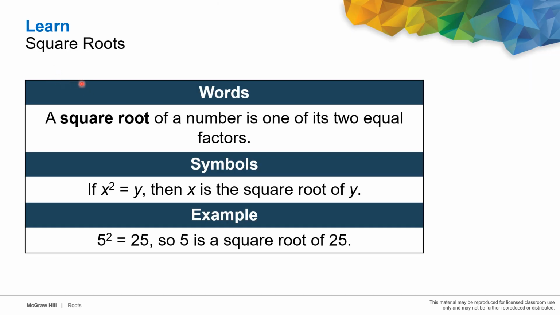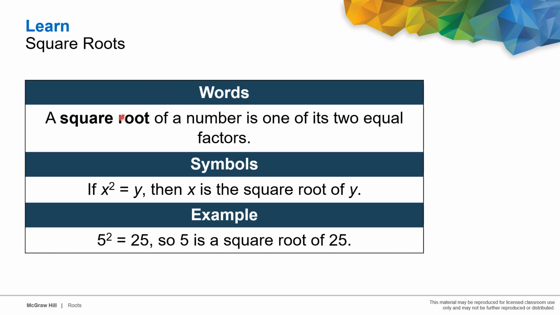All right, so let's talk about what a square root is. As you can read here, a square root of a number is one of its two equal factors. Remember, a factor is just a number that multiplies, right? So it is what number will multiply by itself to equal the number you're trying to find the square root of.